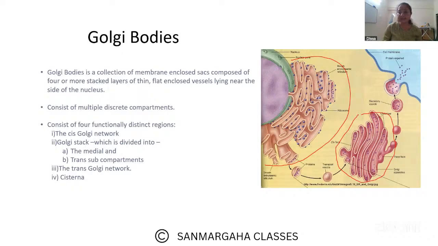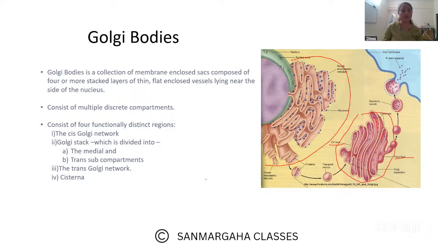This is made up of, see, the inner face is called cis face, whereas the outer face is called trans face. And the space in between is called cisternae. So these are the functional regions of the Golgi apparatus.